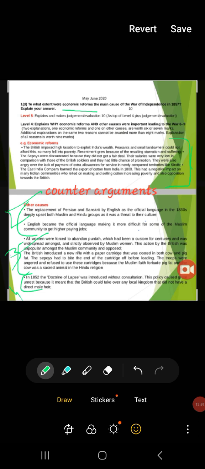Keep this in mind, always give a balanced viewpoint, do not switch sides. Okay, if you give a balanced viewpoint, that would enable you to secure maximum marks in your exam.